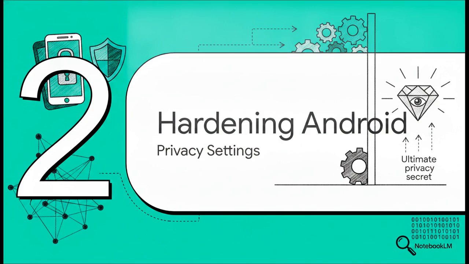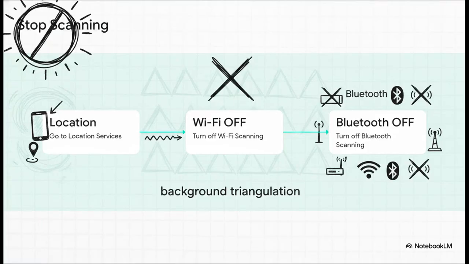Section 2. Hardening your Android. Now let's shift focus to Android. Android gives users an incredible amount of control, but they kind of hide the most powerful tools deep in the system architecture. We're going to go through the standard privacy hardening first, and then I'll show you that ultimate kernel-level privacy secret that completely changes the game.